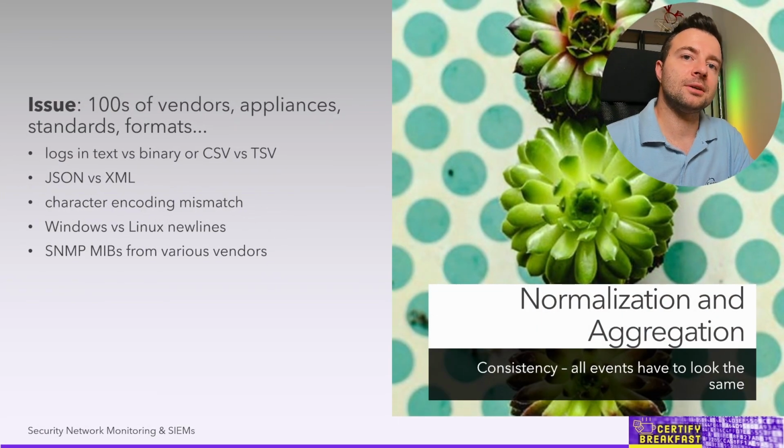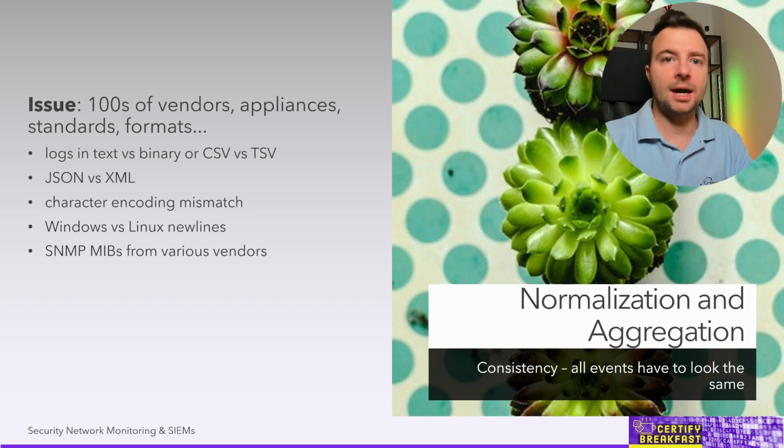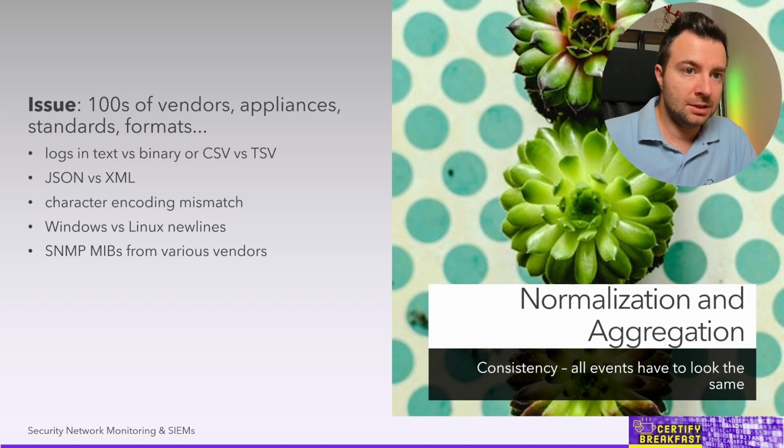Log normalization is a feature built into most SIEM solutions out there, and normalization is required, and it's a very important feature because the SIEM is designed to collect information from hundreds of vendors and thousands of different appliances, each of them running different operating systems on different versions, and they're all building syslogs and SNMP traps in different formats. Some are reporting them as text, some are generating logs in binary format, some logs are in JSON format, some are in XML format or CSV format, depending on how the vendor actually designed its logging and monitoring abilities.